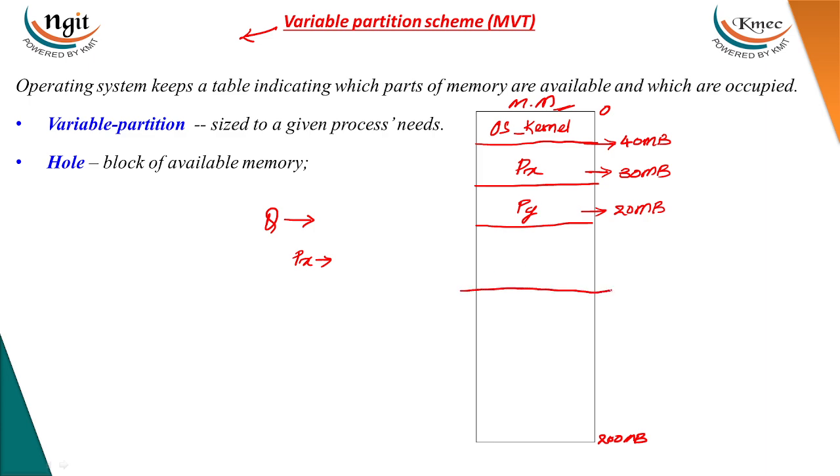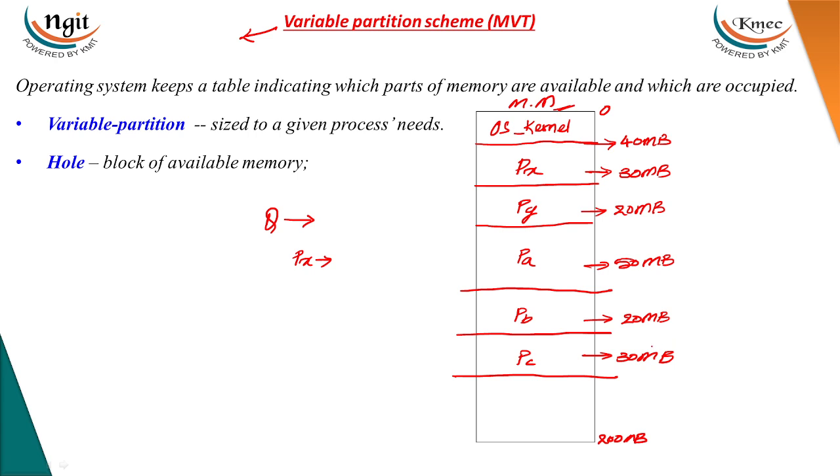Then there is a process that takes 50 MB. So 40, 30, 70, 90, 140. Then there is a process PB that is 20 MB, 160. Then one more process PC of 30 MB. So 40, 30, 70, 90, 140, 160, 190, and there is 10 MB of memory that is left.